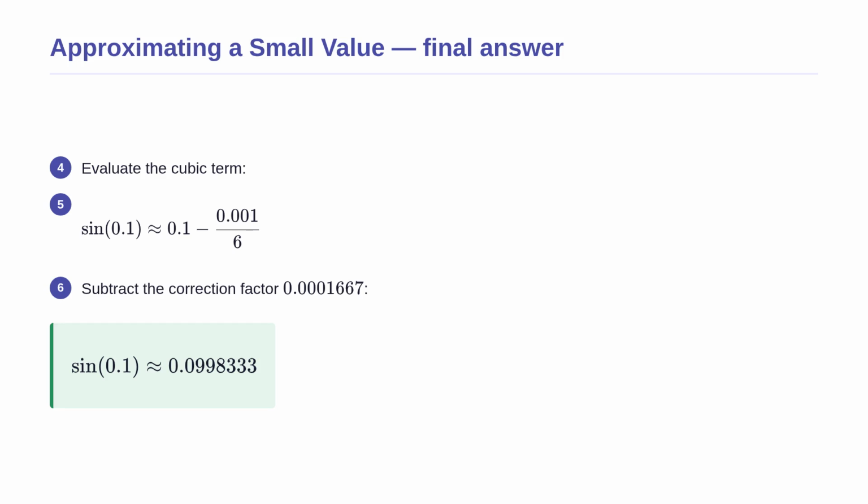Continuing our calculation, we now evaluate the cube of 0.1, which gives us 0.001. We divide this tiny decimal by 6 to find the value of our second term, yielding approximately 0.00016667. Finally, we subtract this tiny correction factor from our initial value of 0.1. This gives us a highly accurate approximation. If you type this into a scientific calculator, you get a nearly identical result, proving that just two terms can do the heavy lifting of complex trigonometry.